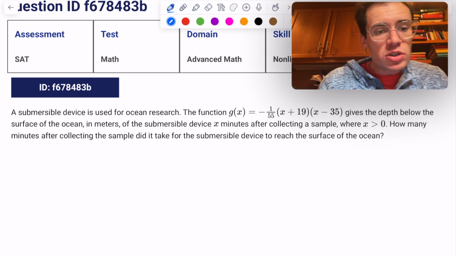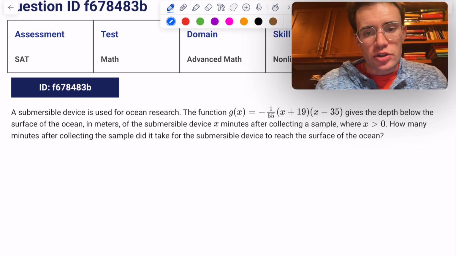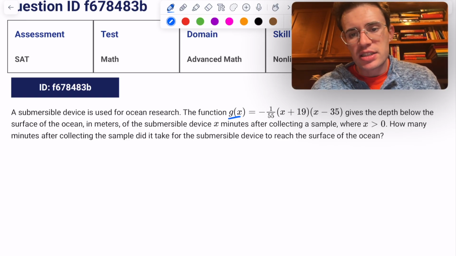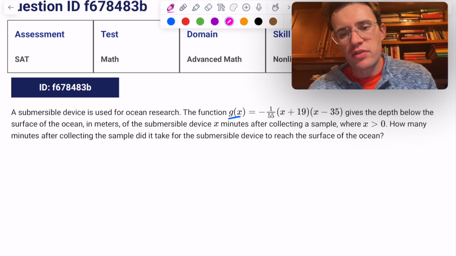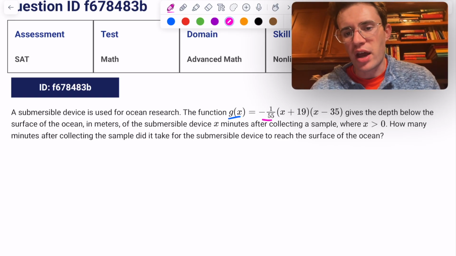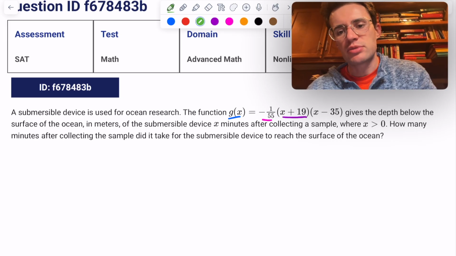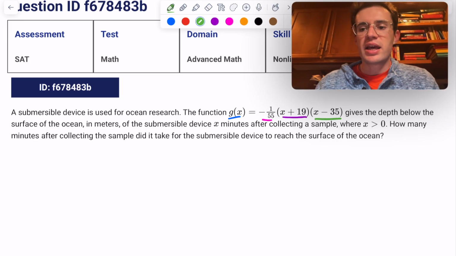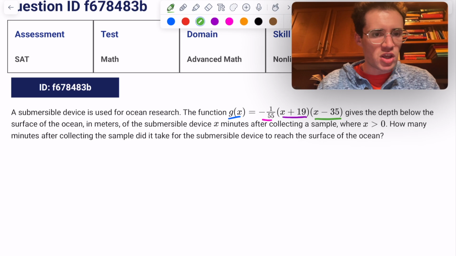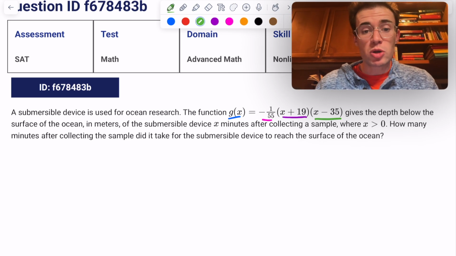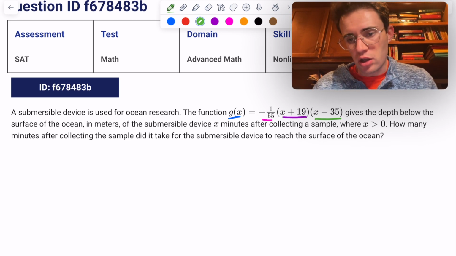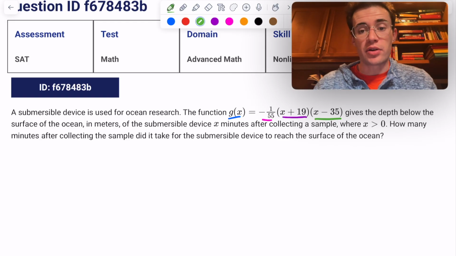A submersible device is used for ocean research. The function g of x equals negative 1 over 55 times the quantity x plus 19 times the quantity x minus 35 gives the depth below the surface of the ocean in meters of the submersible device x minutes after collecting a sample, where x is greater than 0. Right? You can't move negative time.